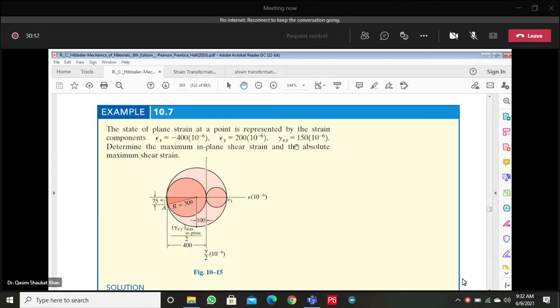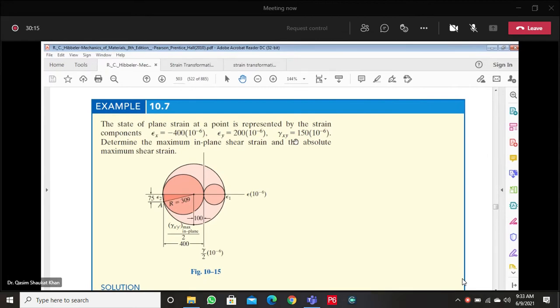50 microstrains. So in the question it is asked to determine the maximum in-plane shear strain and the absolute maximum shear strain. So what will be our first step? We are given the state of plane strain, epsilon x, epsilon y, and gamma xy, and we are required to calculate the maximum in-plane shear strain and the absolute maximum shear strain.